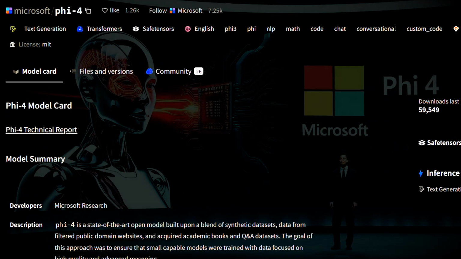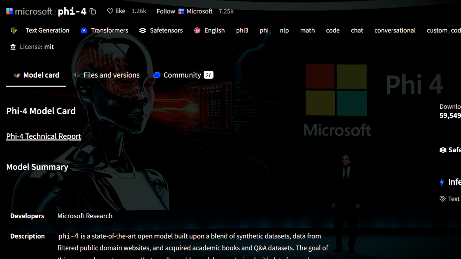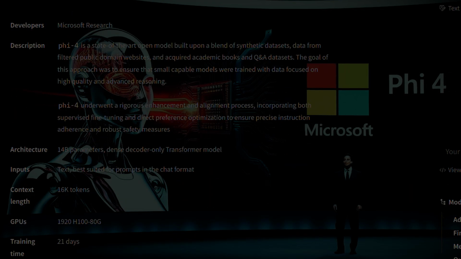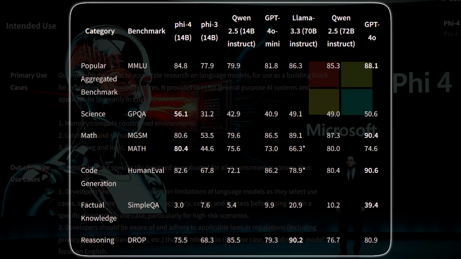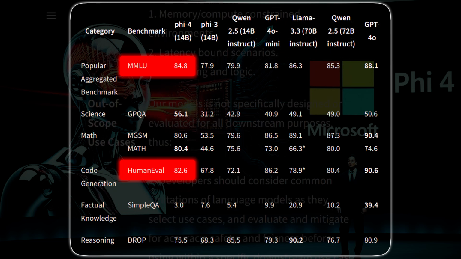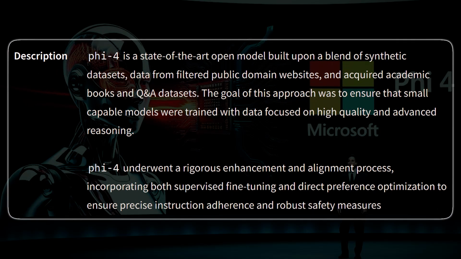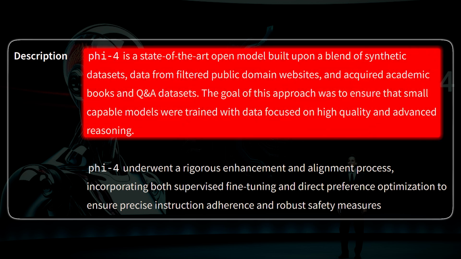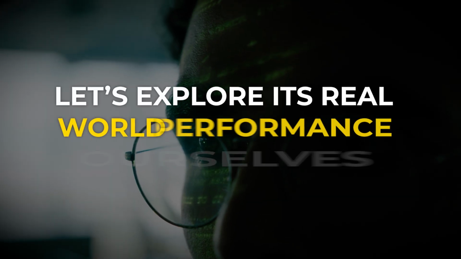Phi-4 has officially launched, with Microsoft releasing the model weights under an MIT license, making it commercially usable. At just 14 billion parameters, it delivers remarkable performance, scoring 84.8 on MMLU and 82.6 on HumanEval for coding, which sets a new standard for models of this size. It's highly efficient, capable of running locally at reasonable speeds, and performs exceptionally well across various tasks, including coding and reasoning. While I don't usually rely on benchmarks alone, let's explore its real-world performance ourselves.